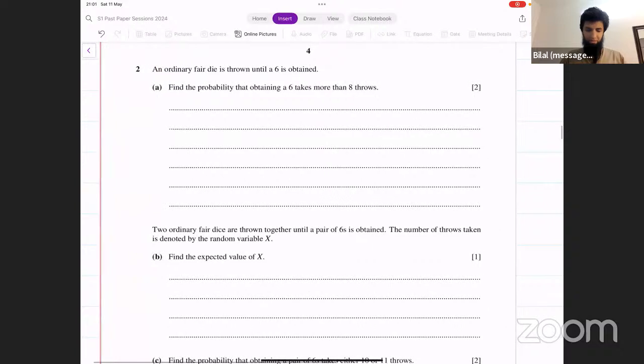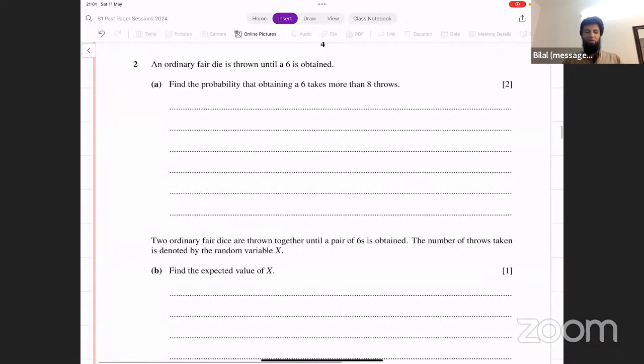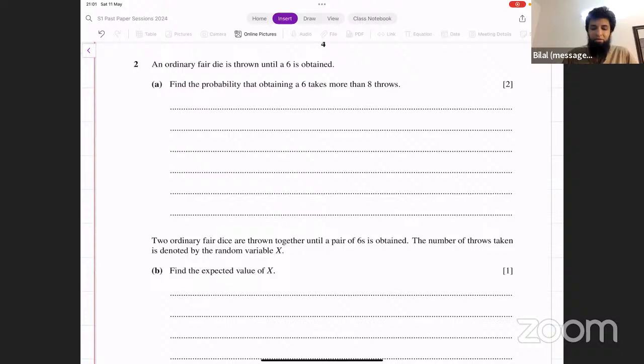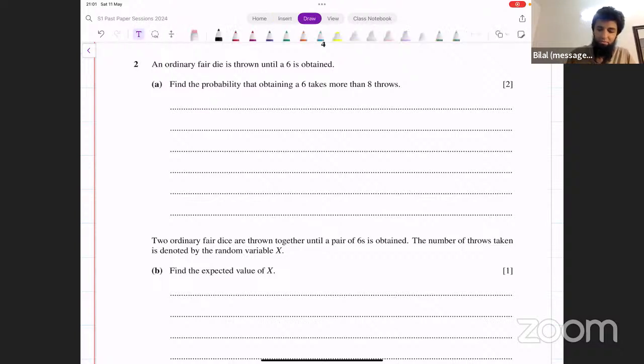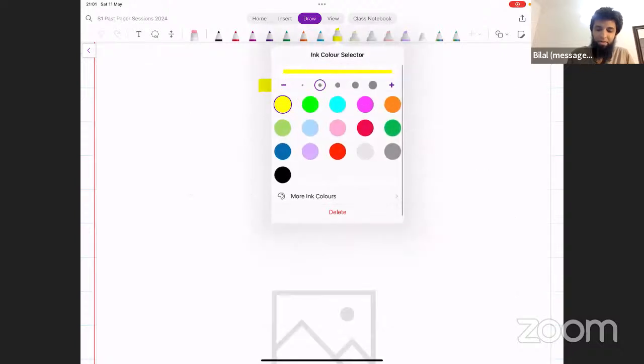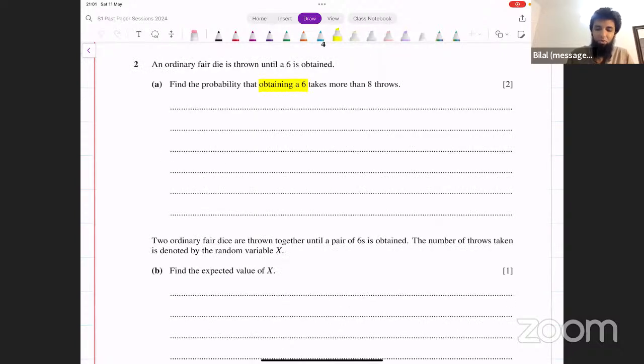Okay, let's start with this one. Question number 2 from this paper. An ordinary fair die is thrown until a 6 is obtained. Does that remind you of something? You're repeating something until you get your first success. That is geometric distribution. Now, what are you calling a success here? Obtaining a 6, right? Find the probability that obtaining a 6 takes more than 8 throws. This is what we're calling success.